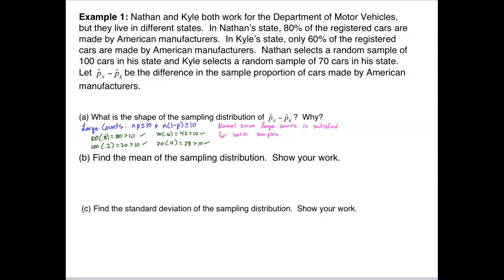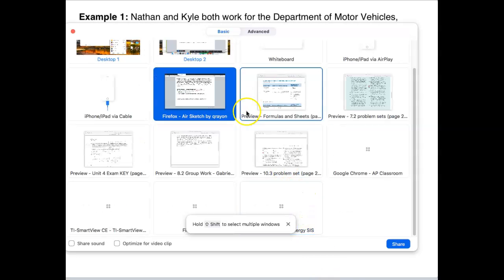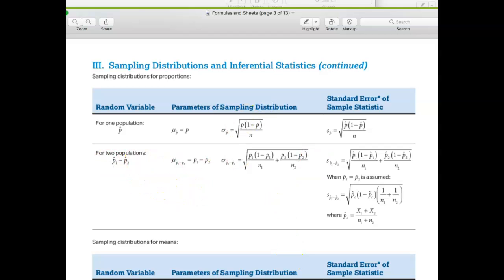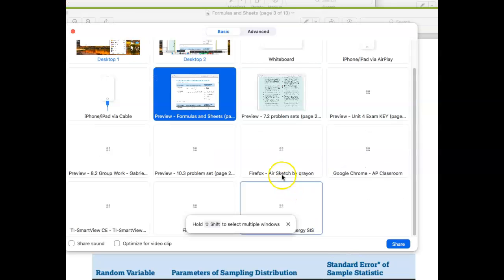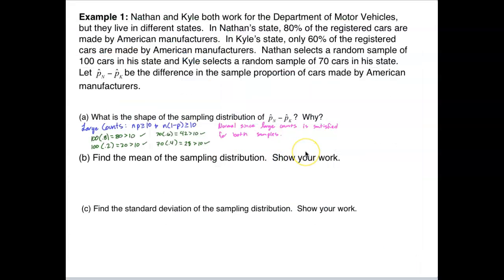All right. Find the mean of the sampling distribution. So once again, we're dealing with a difference in two samples, so we're just going to be looking at this formula. Mu of P1 hat minus P2 hat equals P1 minus P2. So in our case, I'll just say that mean mu of P n hat minus P k hat would just be Pn minus Pk.